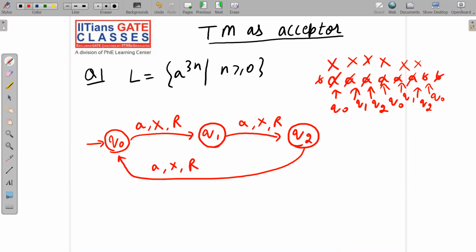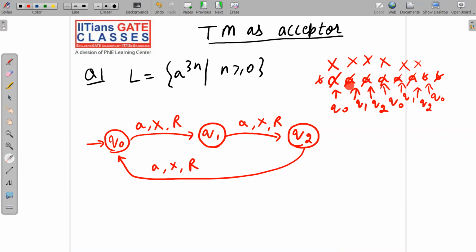Now see here carefully, Q0 should read the blank. If Q0 has read the blank, that means the number of A's is a multiple of 3. If Q1 has read the blank, that means the number of A's mod 3 is 1, that is remainder 1, so the number of A's is 1, 4, 7, and so on. And if Q2 has read the blank, that means remainder 2, that is 2 A's, 5 A's, 8 A's, and so on.